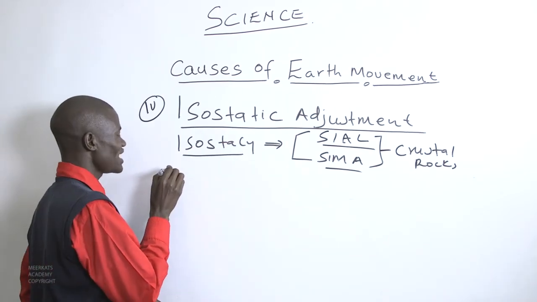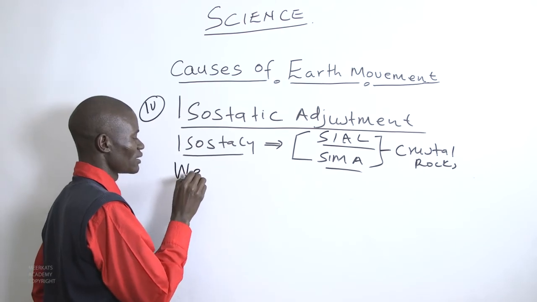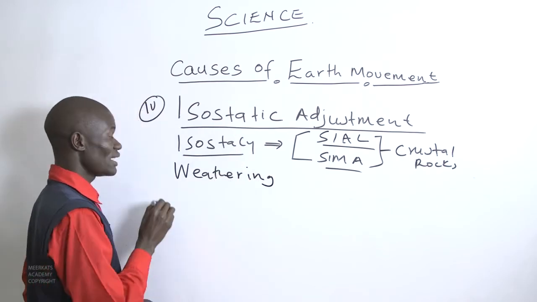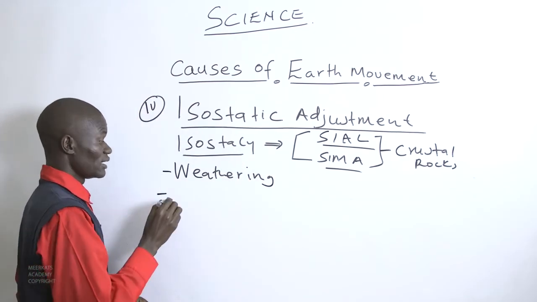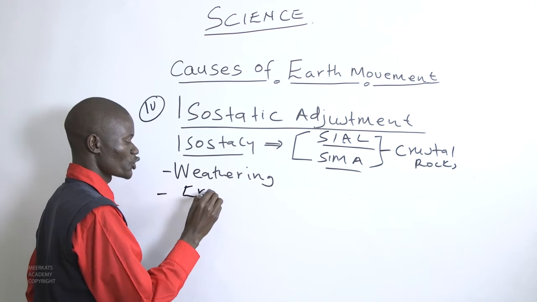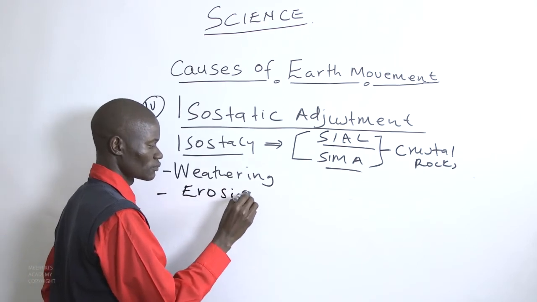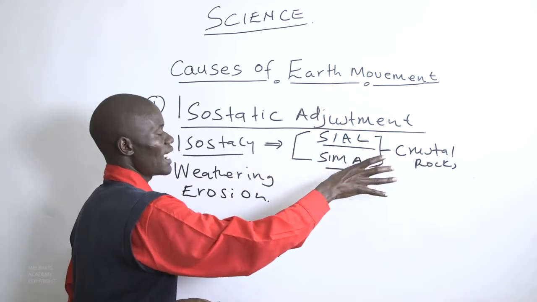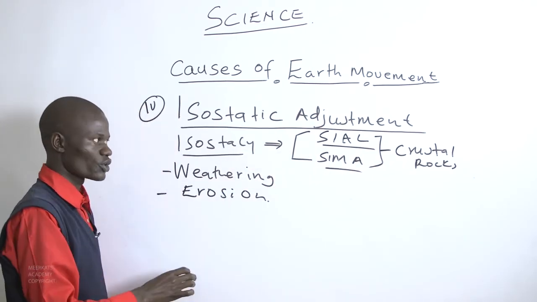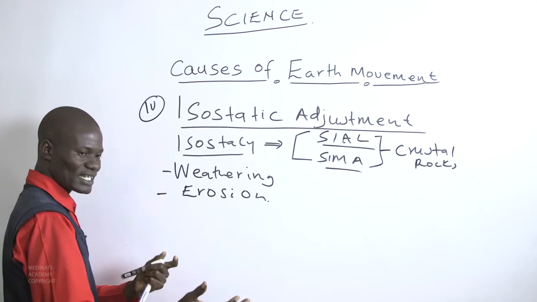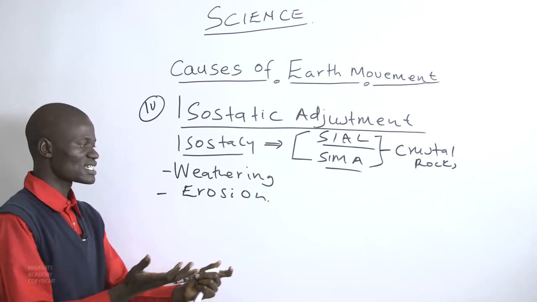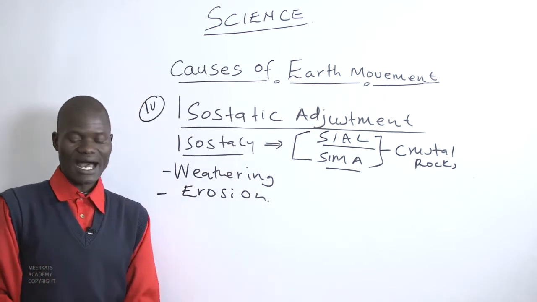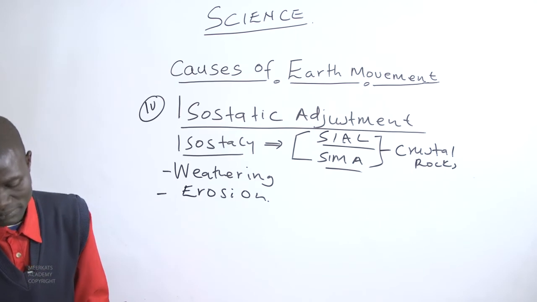Why? Because the earth crust is prone to weathering. It is also prone to erosion. You remember that? When these crustal layers are prone to weathering and erosion, what will happen? They will always try to balance themselves isostatically. Therefore, that is the process we refer to as isostatic adjustment.